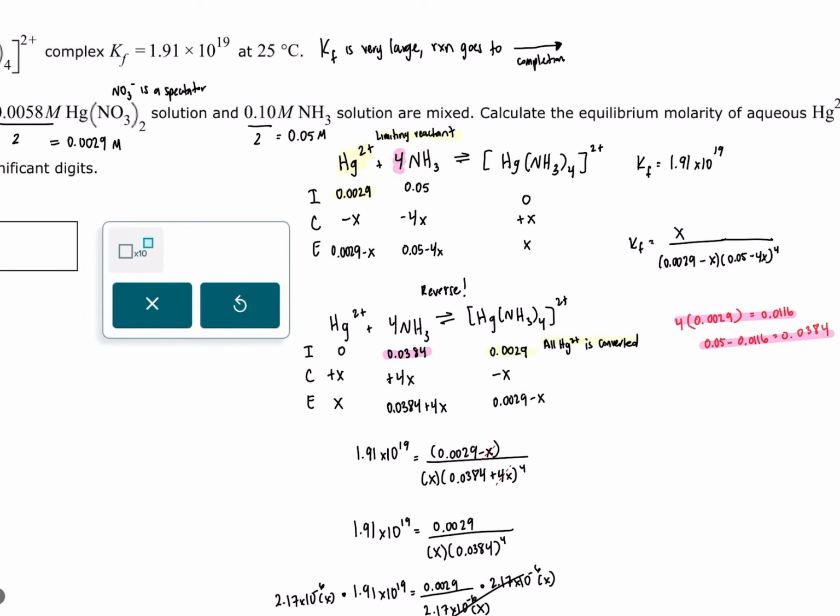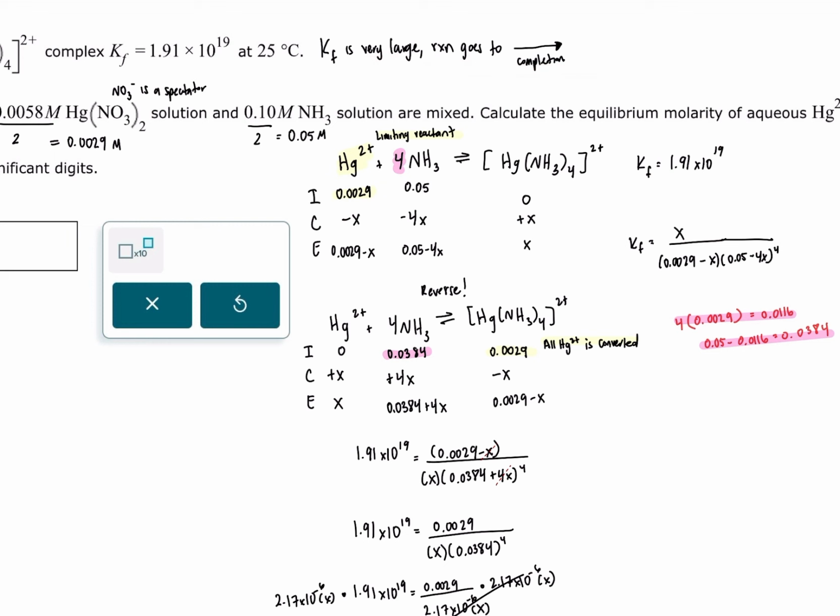We know that Kf is this super big number. 10 to the 19 is giant. And because it's so big, we can assume that the reaction goes to the right. So it goes to completion. And because of this, we're going to go ahead, send it to completion. Now we're going to do an ice table for the reverse reaction. That way we can find the equilibrium molarity.